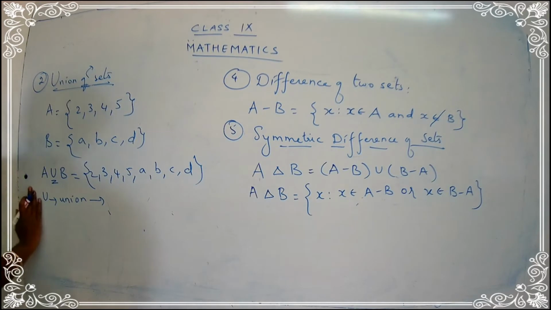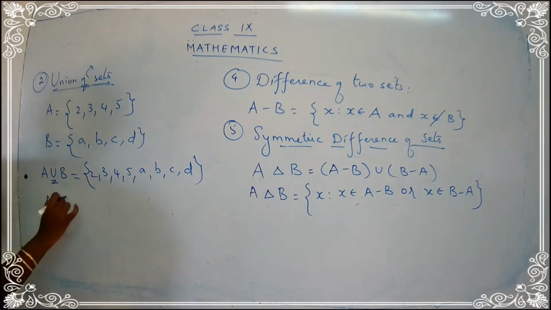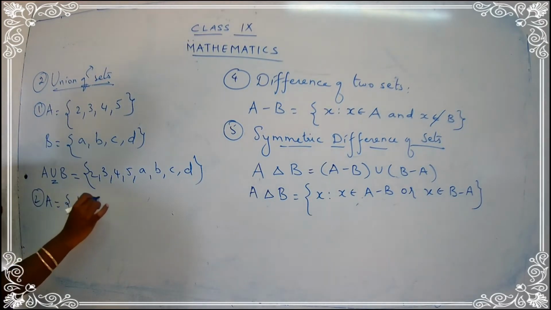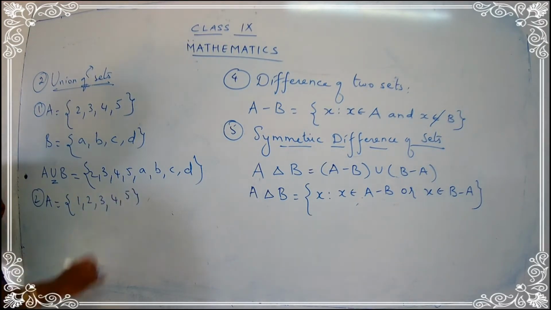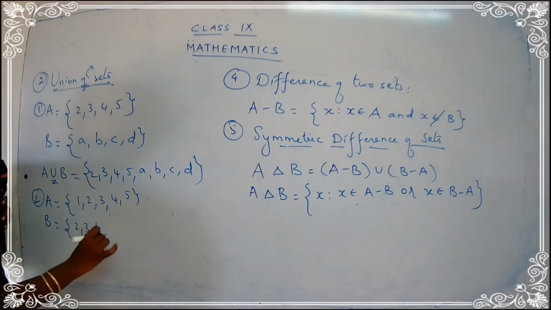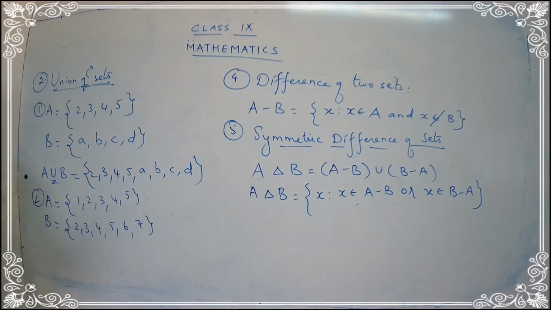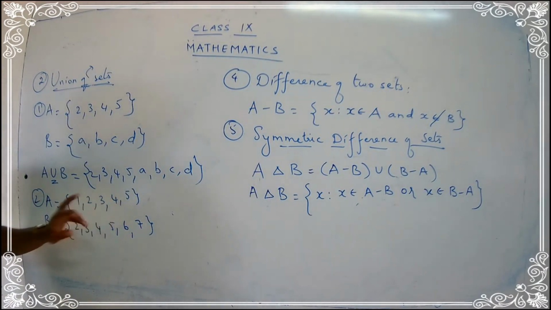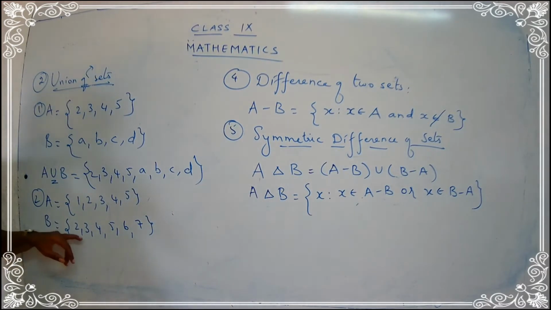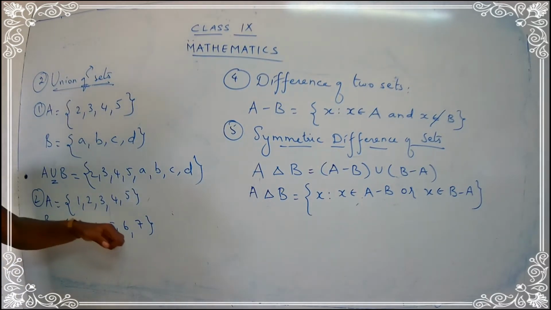I will give you one more example so that you will be clear with the union of sets. Suppose A is equal to {1, 2, 3, 4, 5} and B is equal to {2, 3, 4, 5, 6, 7}. Okay, children, here we have considered two sets. What is the first set? A. What are the members of A? 1, 2, 3, 4, 5. What are the members of B? 2, 3, 4, 5, 6, 7.